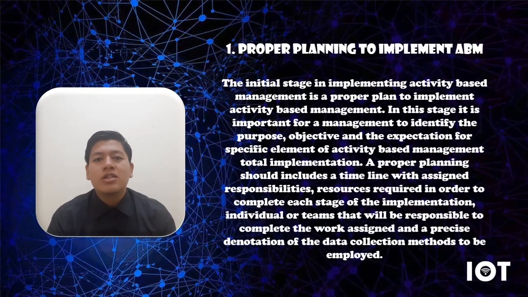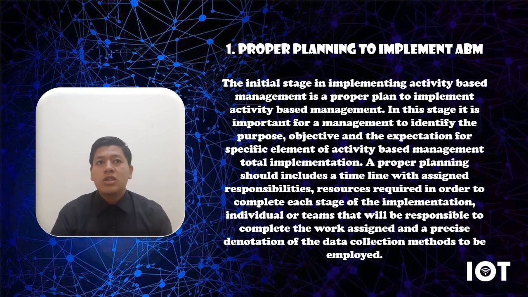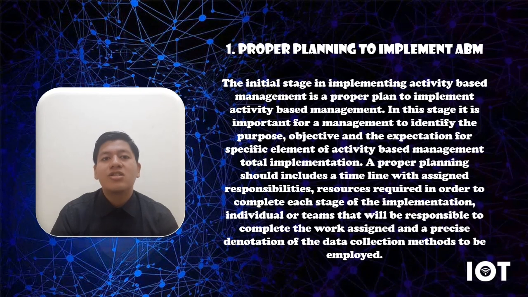The first stage in order to implement activity-based management is to have proper planning. In this stage, it is important for management to identify the purpose, objective and expectation for specific elements of activity-based management implementation. A proper plan should include a timeline with assigned responsibility, the resources required to complete each stage of the implementation, the individual or team responsible to complete the work assigned, and a precise denotation of the data collection method to be employed.